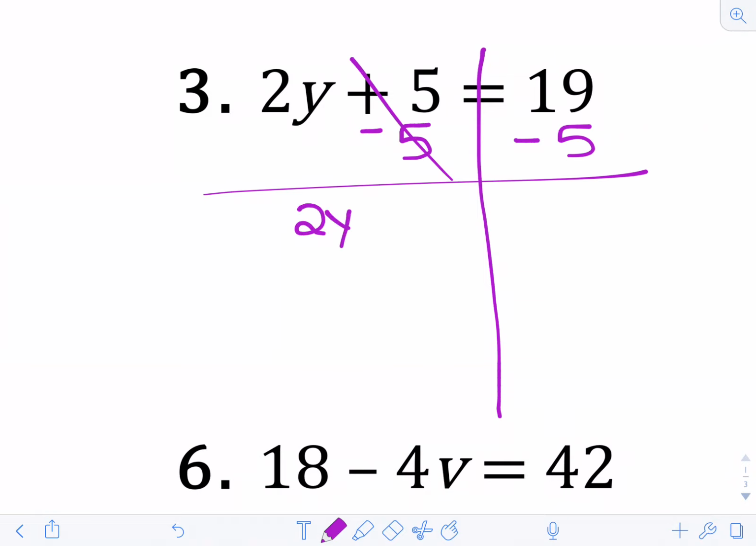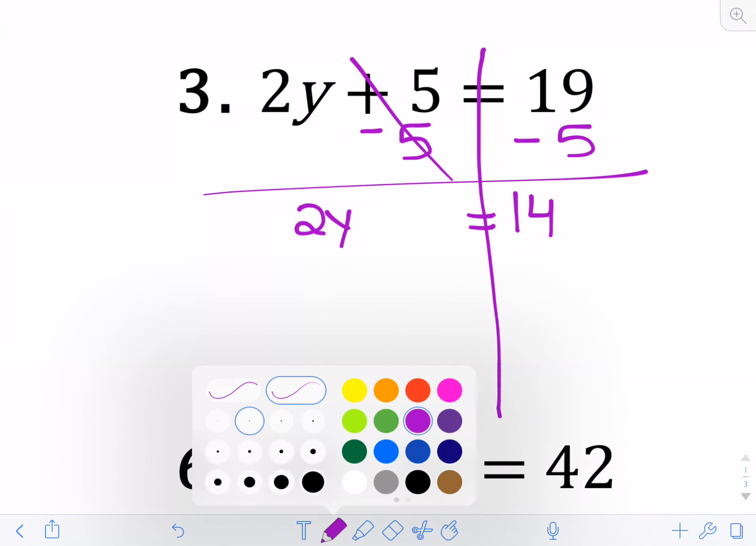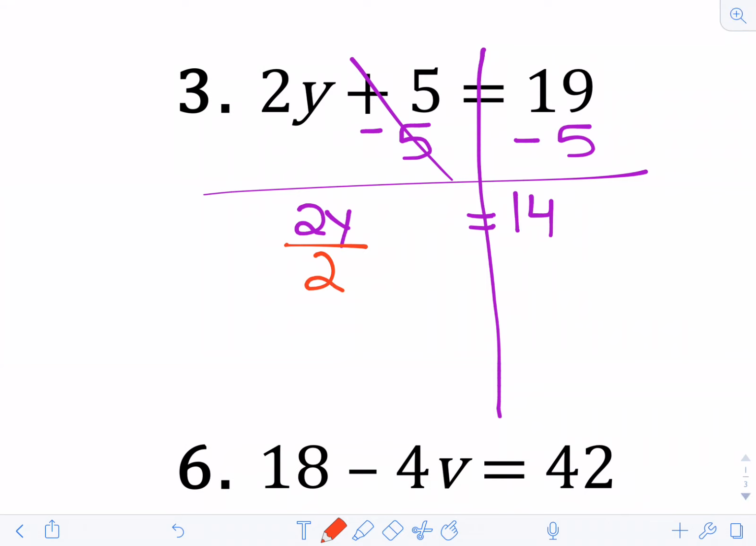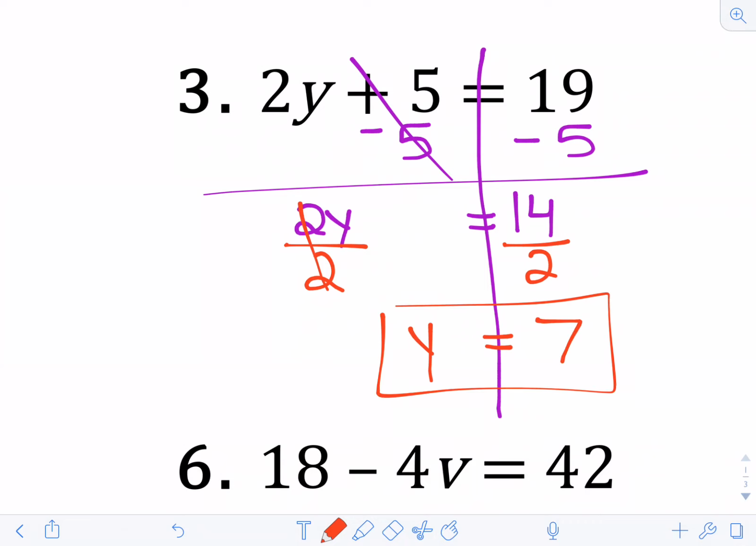Again, this is my 0 pair, just crosses out, and 19 minus 5 is 14. And then I have to divide both sides by 2 to get my y by itself. 2 divided by 2 is just 1, so 1y is equivalent to 7, because 14 divided by 2 is 7. And again, you can plug that into the calculator, substitute that y equals 7 back in for the y, and make sure it comes out to equal 19.